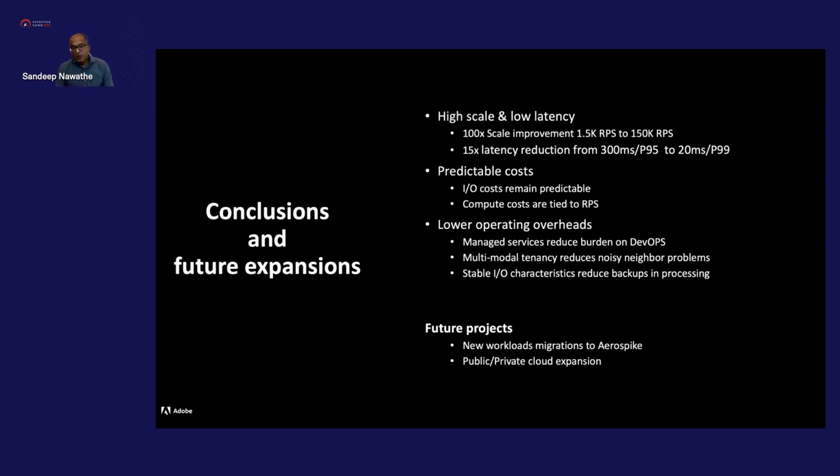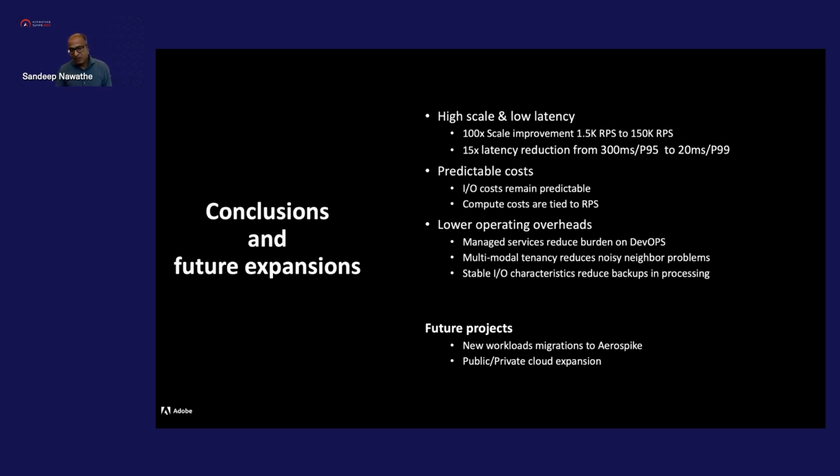On the operating overheads, the managed service from Aerospike has reduced the DevOps burden. We are seeing an equivalent managed service becoming available now in cloud on Azure, and of course AWS is already available. The multi-tenancy has reduced the noisy neighbor problems, because we can have single tenants separated, which are two production clusters, with dev and staging somewhere else, and governance is still fully intact. So that was very important for us.